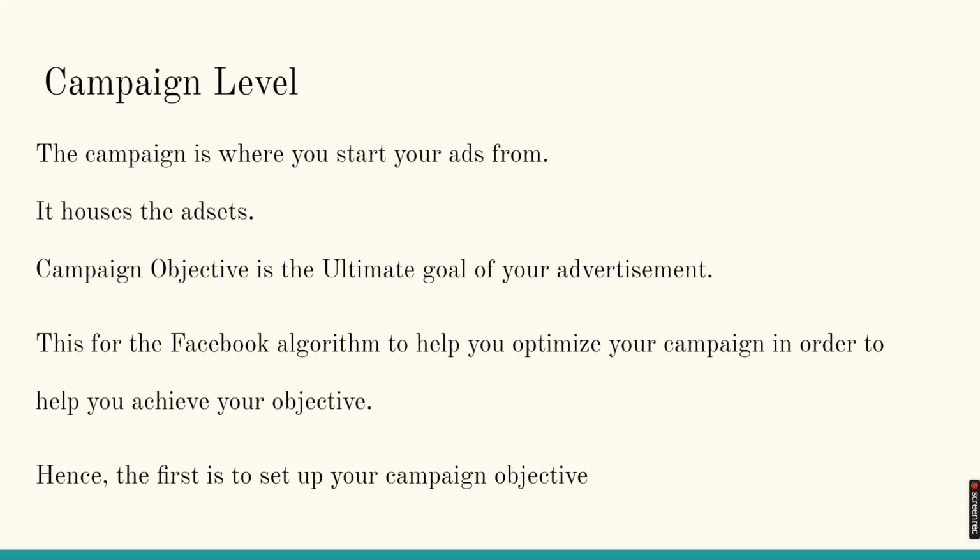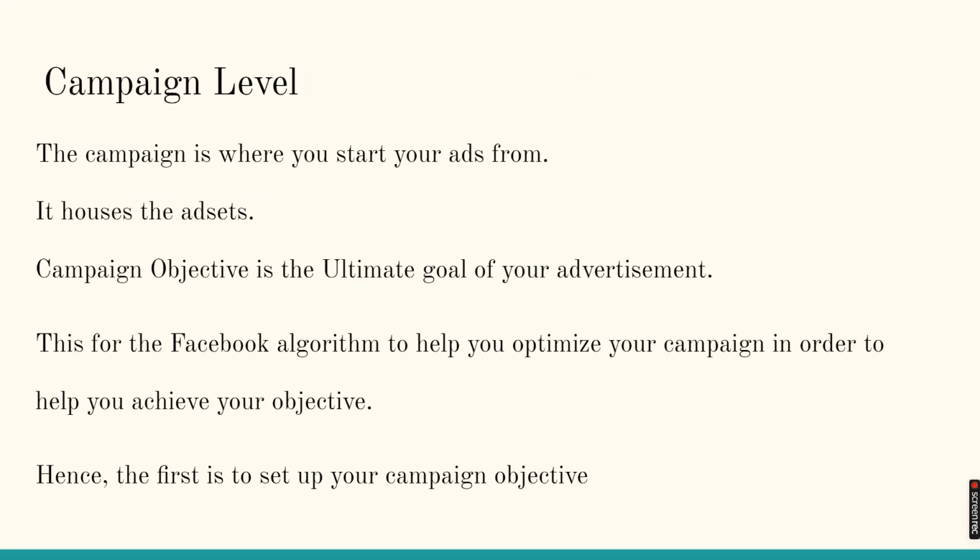So at the campaign level, this is where your ad starts from. It houses the ad set, like I said, and it's where you set your campaign objective, which is the ultimate goal of the advertisement. For the Facebook algorithm to help you optimize your campaign and achieve your objective, you have to set your campaign objective. So it will ask you, is it that you want traffic? Is it that you want page awareness?